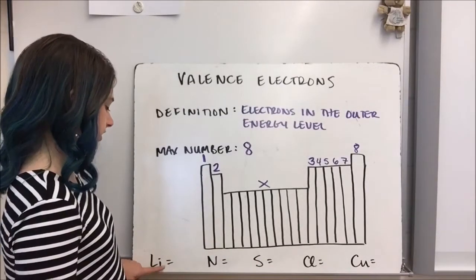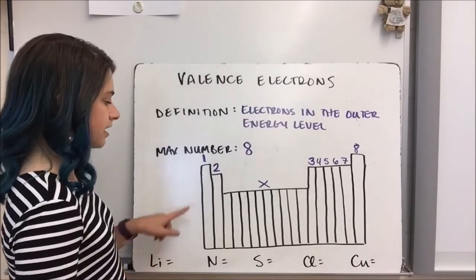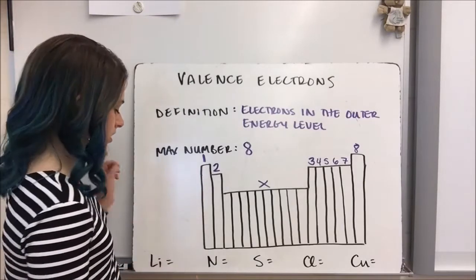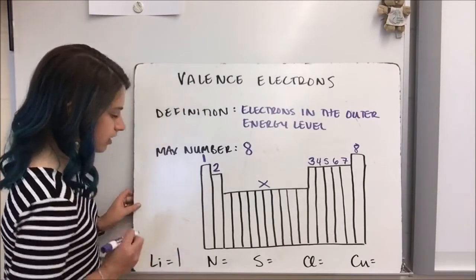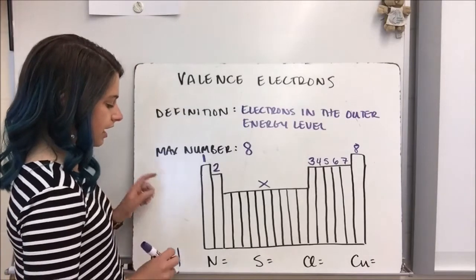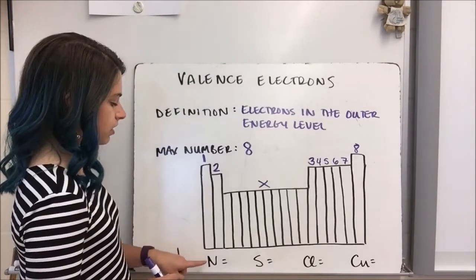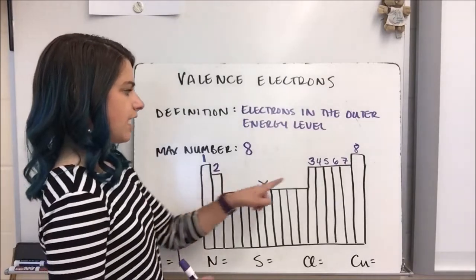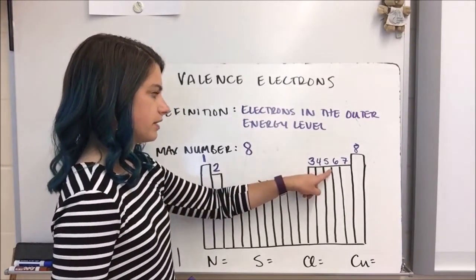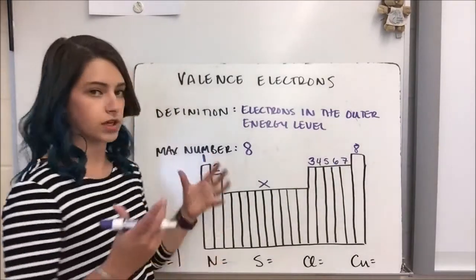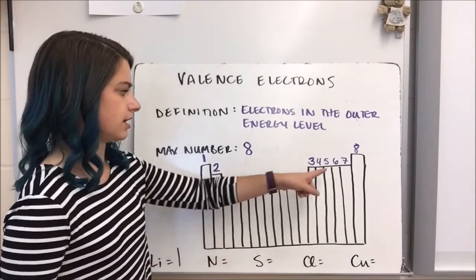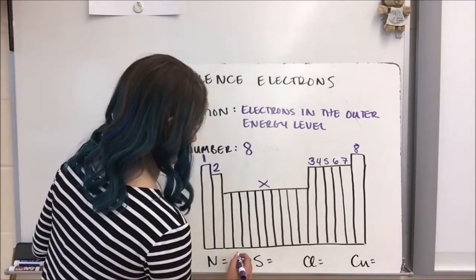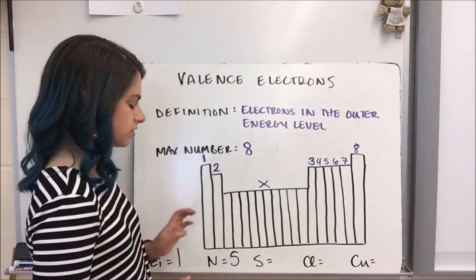So let's practice with just a couple down here at the bottom. So let's start with lithium. When we look on our periodic table, lithium is in our first column. So we would say that lithium has 1 valence electron. And then in the next example, we have nitrogen. And nitrogen is in our 5th column on our periodic table. So you're just looking at your periodic table to figure this out, and nitrogen's on the 5th one, which means nitrogen has 5 valence electrons.